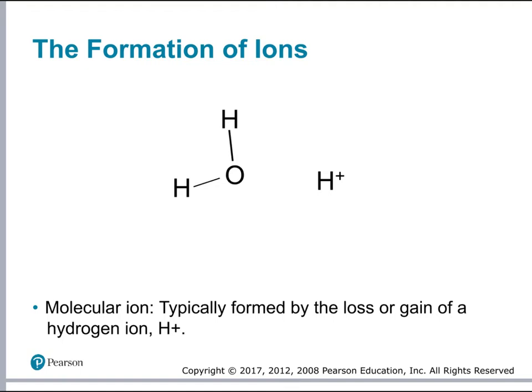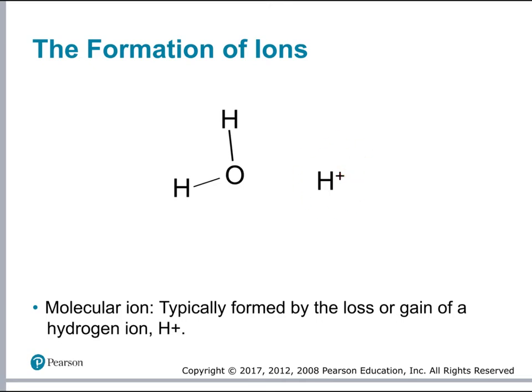It's also possible to create what are called molecular ions. And these are typically formed by the loss or the gain of a hydrogen ion. So not just moving an electron around, but moving an actual hydrogen ion. Now, what is this H+? A hydrogen atom is 1 proton and 1 electron. If you rip the electron off and take it away, then you're left with just that 1 proton, which is positive, and that would be a hydrogen ion.